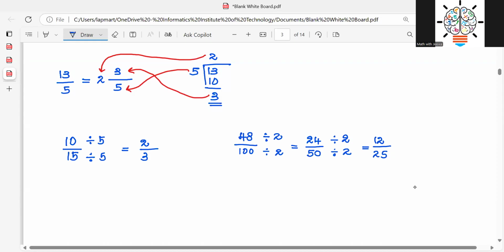Let's say another child is very good at the multiplication table and he can do this easily. Straight away, he divides this by 4. 48 divided by 4 will be 12 and 100 divided by 4 will be 25. So then this will be the answer. Now you can understand, you get the same answer. Either you are doing it with 2 steps or 1 step, you get the same answer.